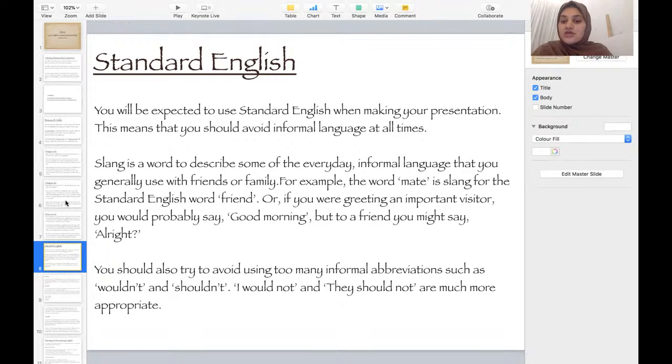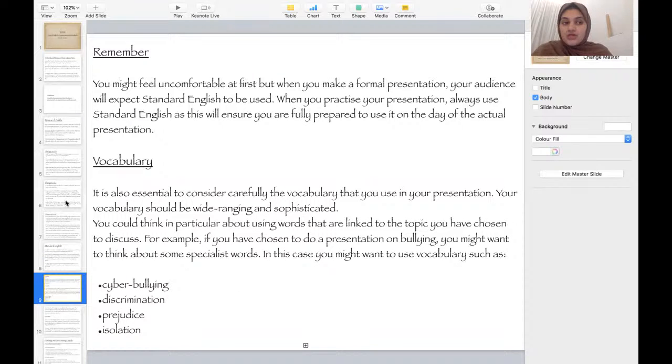Or if you were greeting an important visitor, you would probably say good morning, but as a friend you might say all right, or hi, or are you okay. You should also try to avoid using too many informal abbreviations, such as wouldn't and shouldn't. I would not and they should not are much more appropriate, okay?